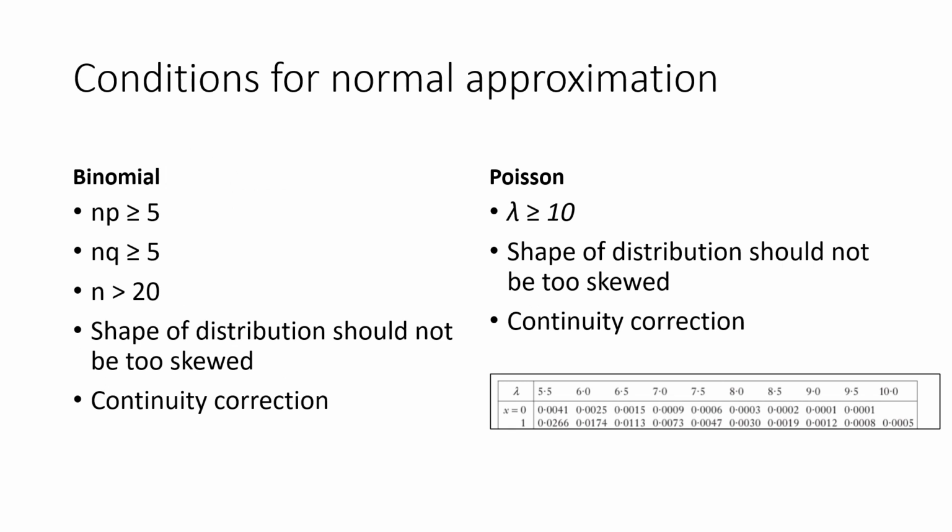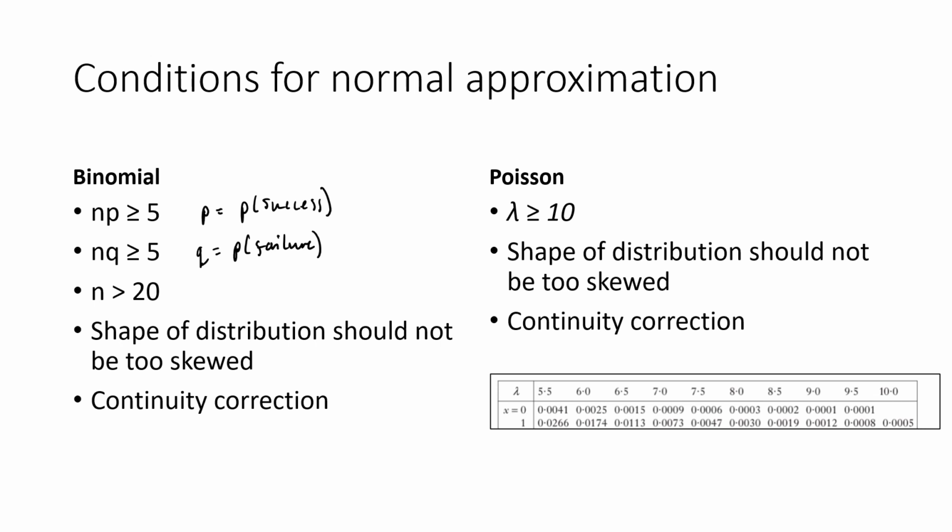Now, more specifically, the conditions for a binomial would be np is greater than or equal to 5. So n is the sample size and p is the probability of success, where, let's say, in a coin toss, it would be 0.5 if you count heads as a success. And nq should be greater than or equal to 5. q is the probability of failure. So if you wanted heads in a coin flip and you got a tail, that would also be 0.5. And then sample size is greater than 20. The shape of the distribution should not be too skewed, so it should follow a normal distribution. And you also have to implement a continuity correction for the binomial.